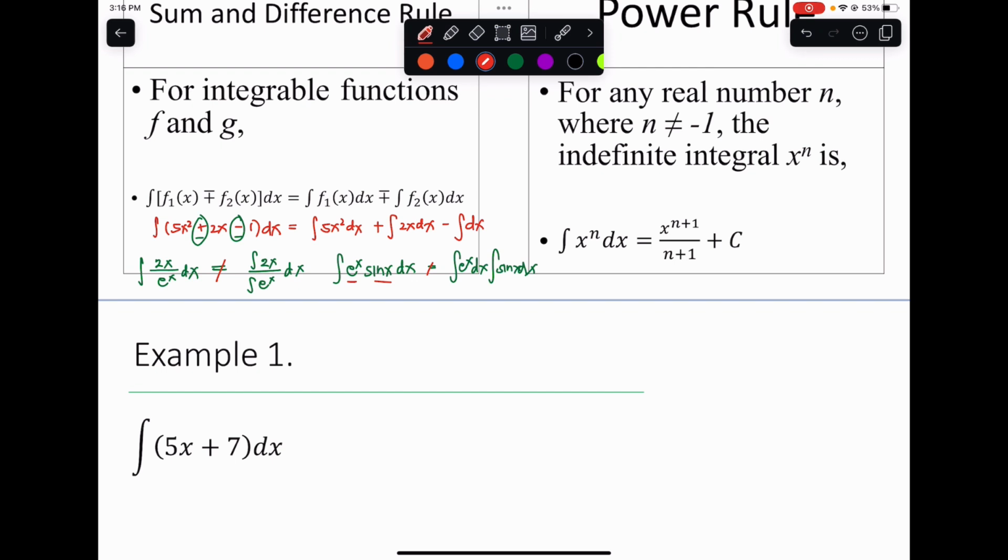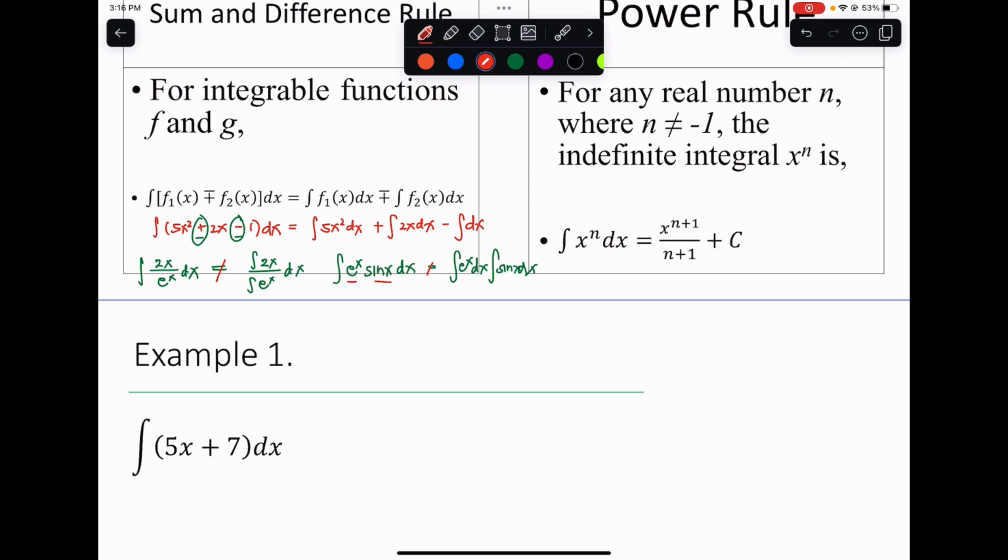Okay, so we can only distribute the integral sign if the operation involved is summation, that is, the sum and difference. If it is a sum or difference, we can distribute the integral sign. But if it is a quotient or a product, we cannot. In that case, there are techniques for finding the integral when it is a quotient or a product.